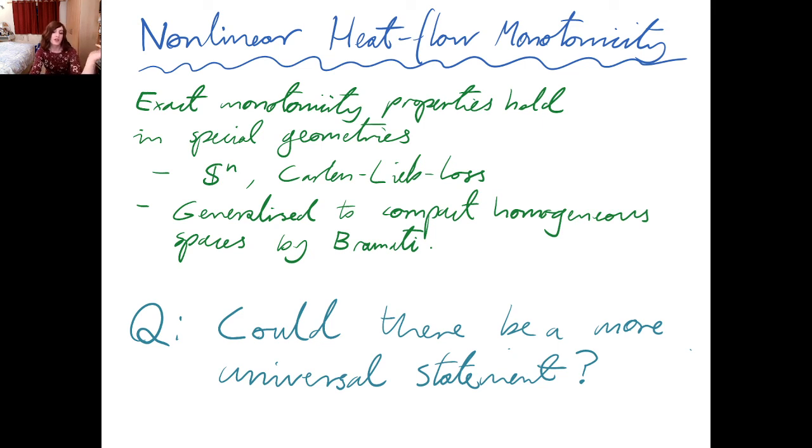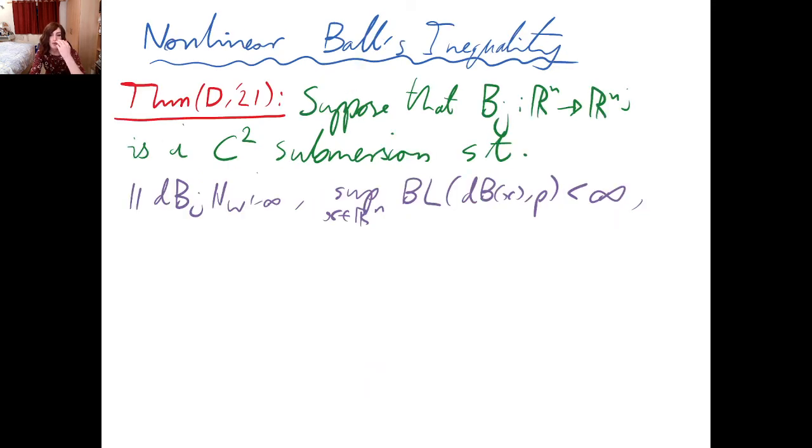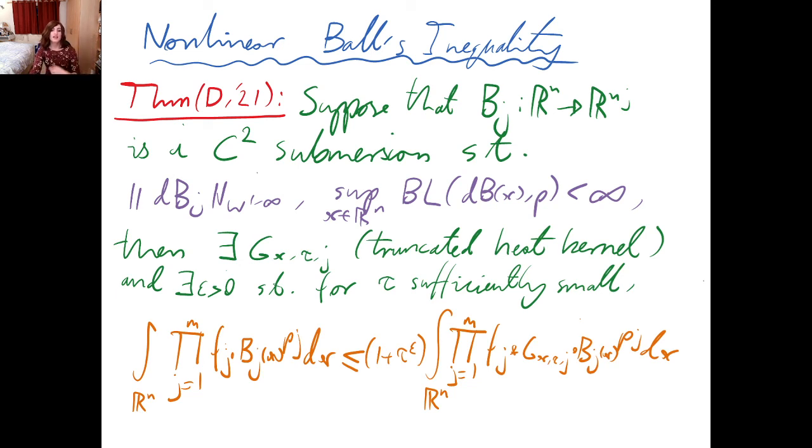But it's reasonable to ask, is there a more universal statement, for say, near monotonicity? And the answer is yes. Suppose that you have some C2 submersions such that your B_j has well-controlled derivative, and that the Brascamp Lieb constant is uniformly bounded. Then you have a family of truncated heat kernels, one for each x and an epsilon greater than 0, such that for tau sufficiently small, you have a near heat flow monotonicity statement with a polynomial error in tau.